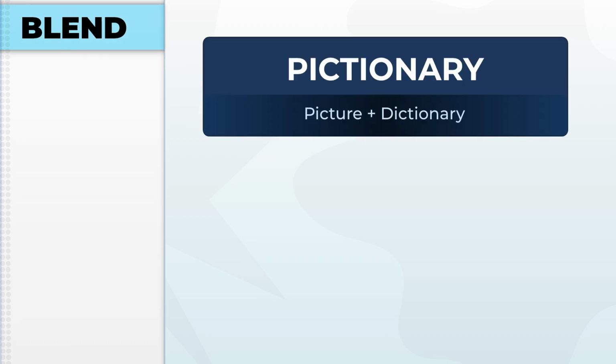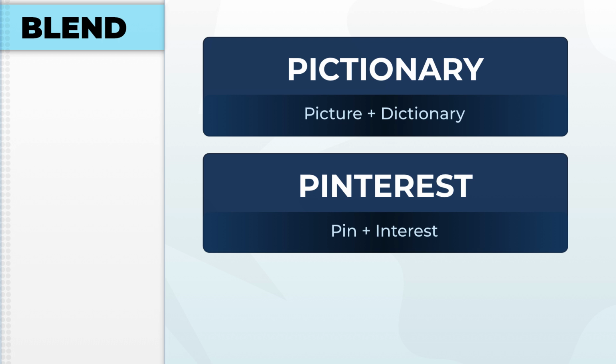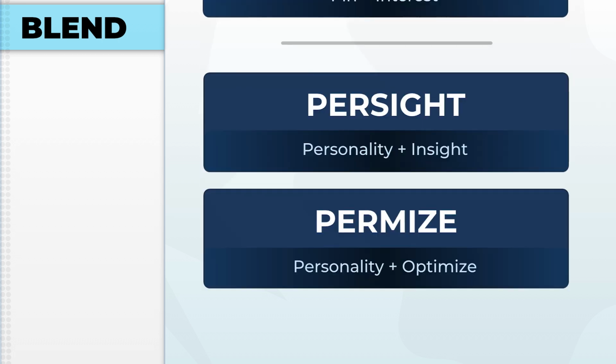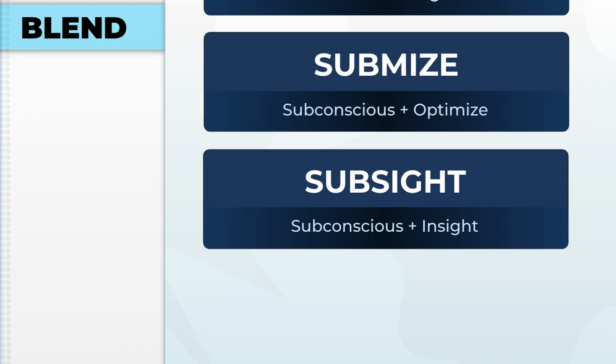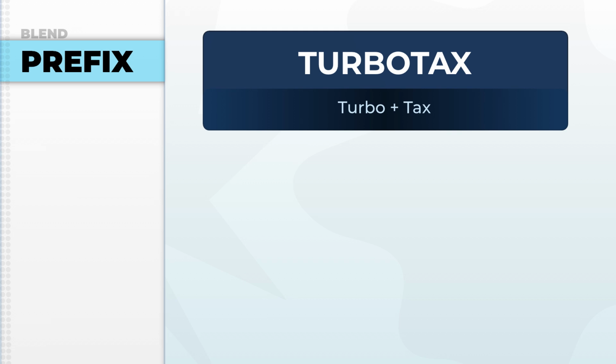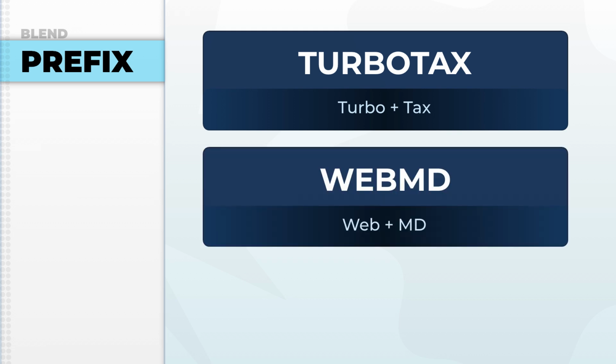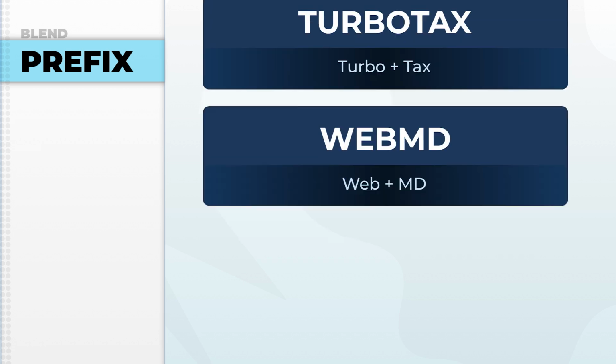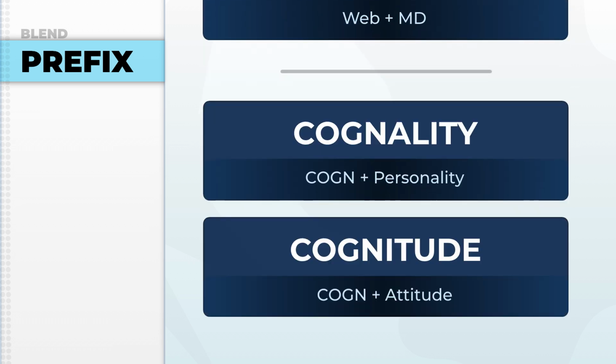The blend technique. Pictionary is picture plus dictionary. Pinterest is pin plus interest. Possible names for my agency could be Persite, Permise, Ensite, Submise, Subsite, Bravier. The prefix technique, TurboTax is turbo plus tax. WebMD is web plus MD. We could use the prefixes from earlier to build names like Cognality or Cognitude.